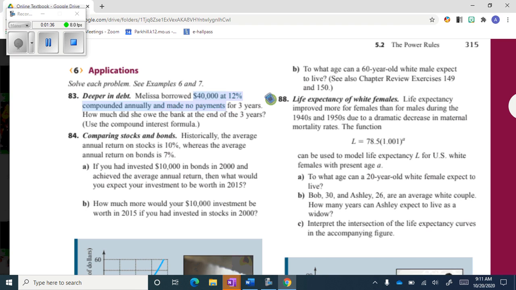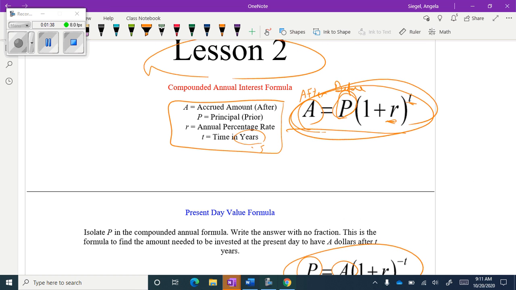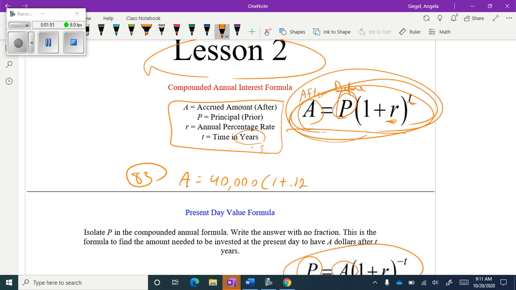Okay, so we are going to use this compound interest formula. She borrowed, so this is at the beginning, she borrowed 40,000 at 12% interest. So we're going to turn that into a decimal for 3 years. Go ahead and type that in your calculator, and you should get $56,197.12.